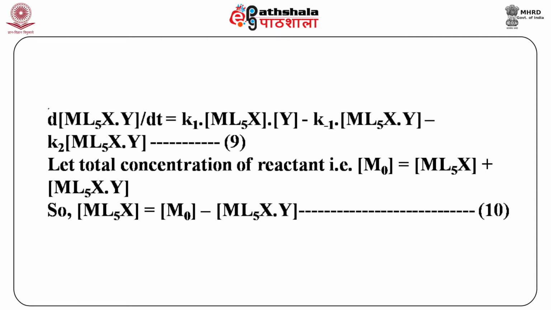Since this process is a single step process, although we have shown it in two different steps just to have clarity of the mechanism or to find out the rate of reaction, in the single step you can get your substrate in two forms. It can either be in the form of ML5X, which was originally the reactant, or you can get it in the form of ML5X dot Y. So we count here a total concentration that should be equal to the concentration of ML5X plus the concentration of ML5X dot Y.